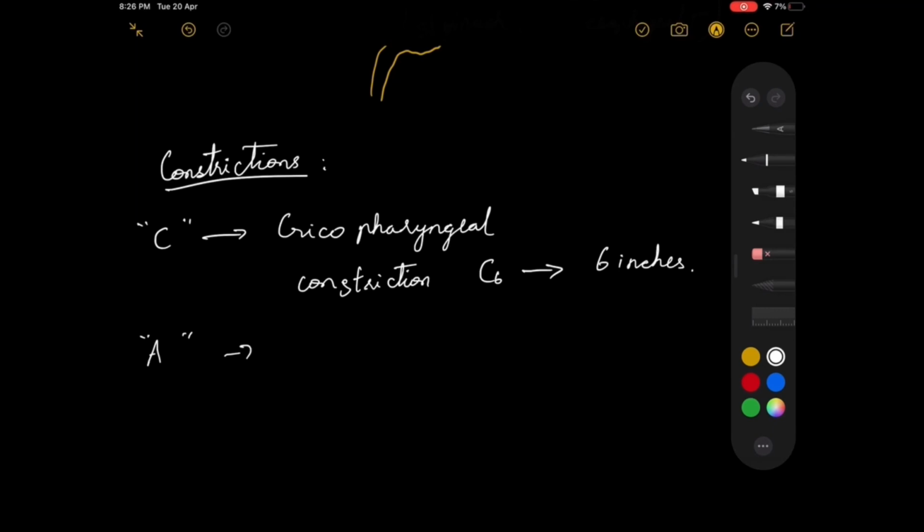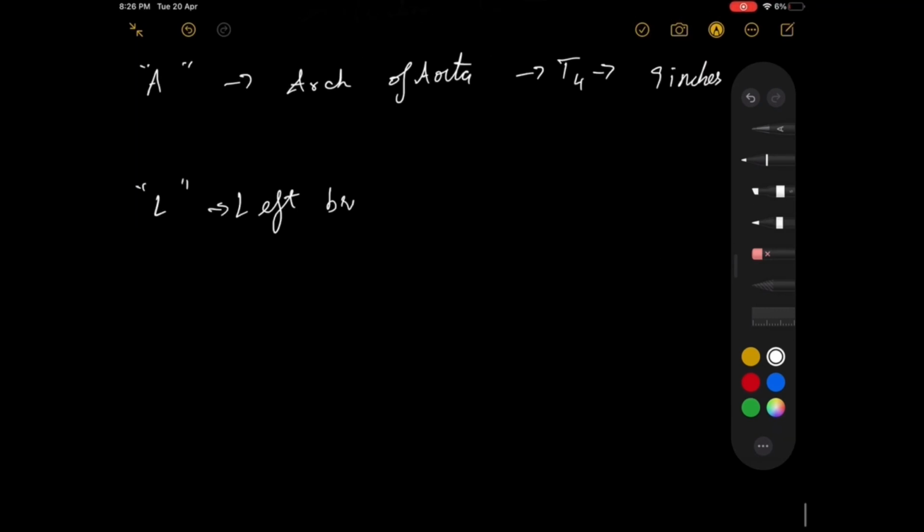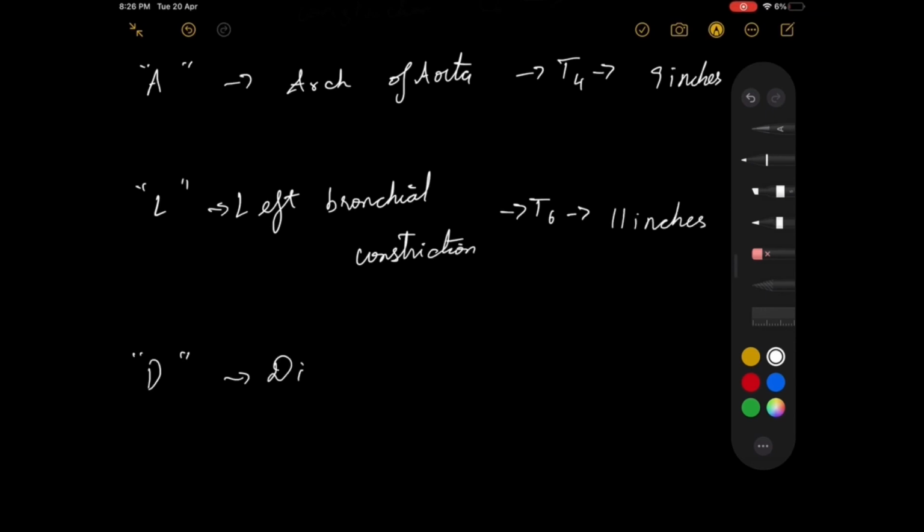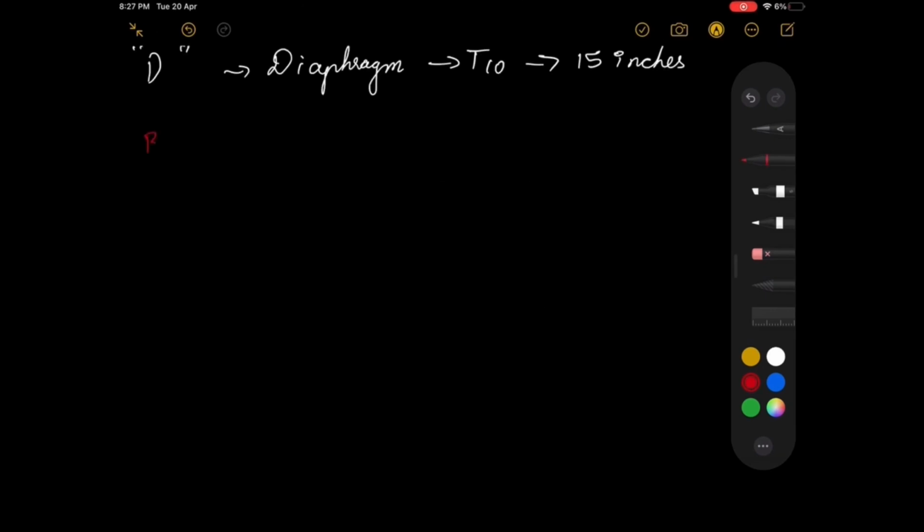And another important thing in the esophagus are the constrictions. So easy, you have an easy acronym CALD. C for cricopharyngeal constriction at the C6 level, which is 6 inches away, and A for the arch of aorta at T4, 9 inches away, L for left bronchial constriction at T6, 11 inches away, and D for diaphragmatic at T10, 15 inches away. And now to the blood supply.